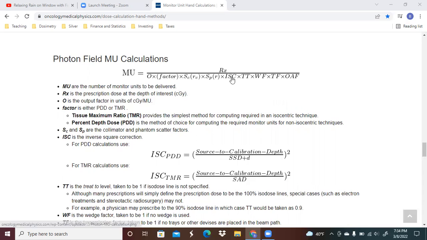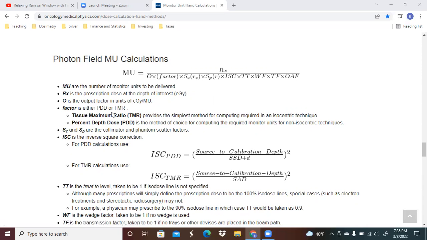So the question is, how do these factors change? What is it that causes these factors to change? Well, number one, let's read these from left to right. O here is going to stand for the output factor in units of centigray per monitor unit. In other words, how much dose is delivered per monitor unit? And that's what the O is going to be here.